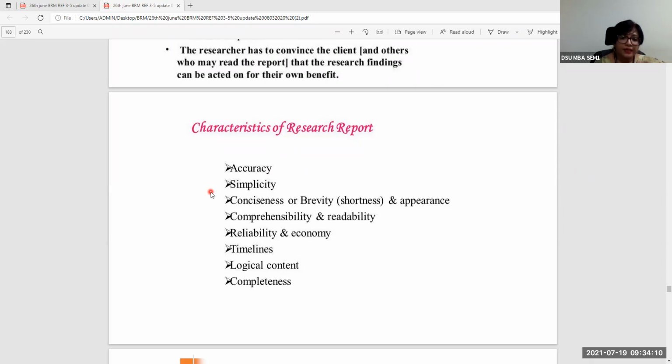The logical content and the completeness. So logical content means scientific method of conduct of the research. Has it been done? Was it conducted in a systematic manner? Was it having a set of objectives, right? So did the research that was conducted and is being projected in the report actually follow the research process completely, which means has it been done with the steps that were required to be followed?